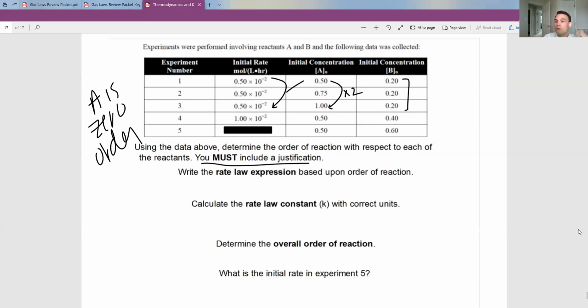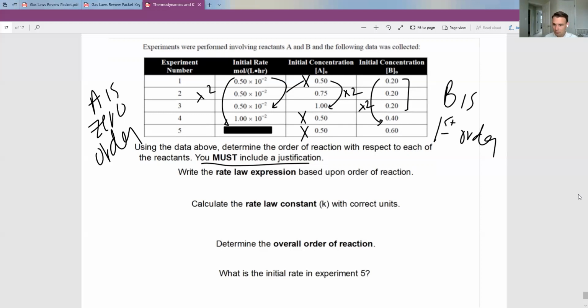What about B? For B, we look at two trials where A remains the same. So that's either 1, 4, and 5. Well, I don't know the initial rate for 5, so I can't use that, and the math works out easy. From 1 to 4, that's times 2. From 1 to 4, that's also times 2. So B is first order because that is directly proportional.